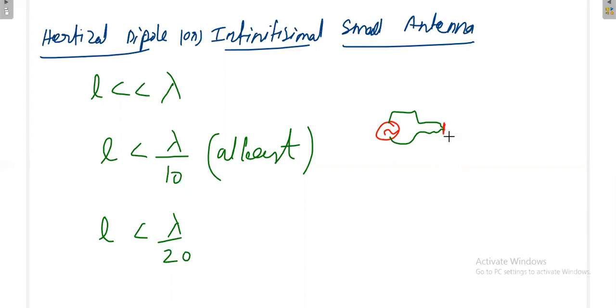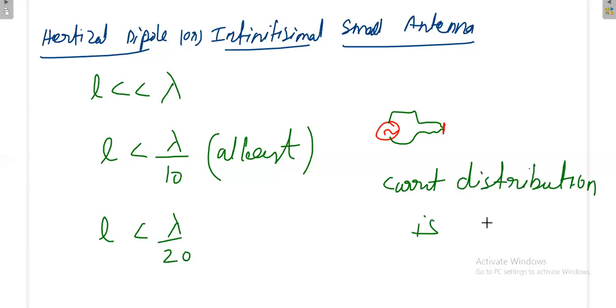It's simply like a point. Once it is a point, you cannot have any current variation. The current distribution is simply linear, or uniform. As the length is very small, there is no current distribution; the current is uniform everywhere. So the current distribution here is uniform.